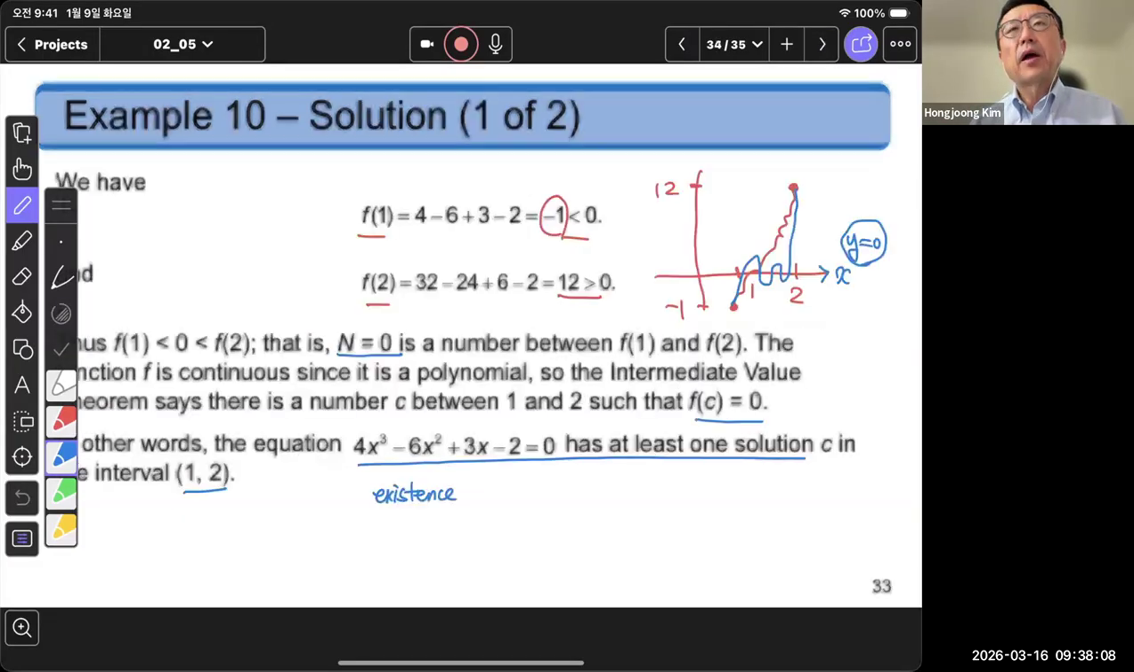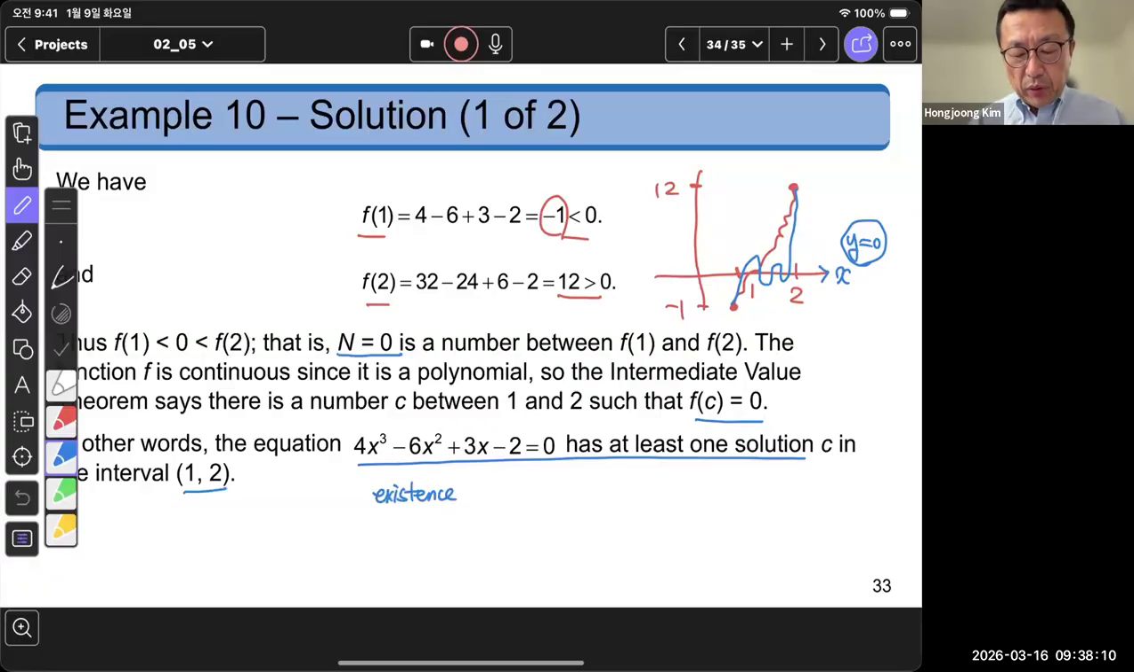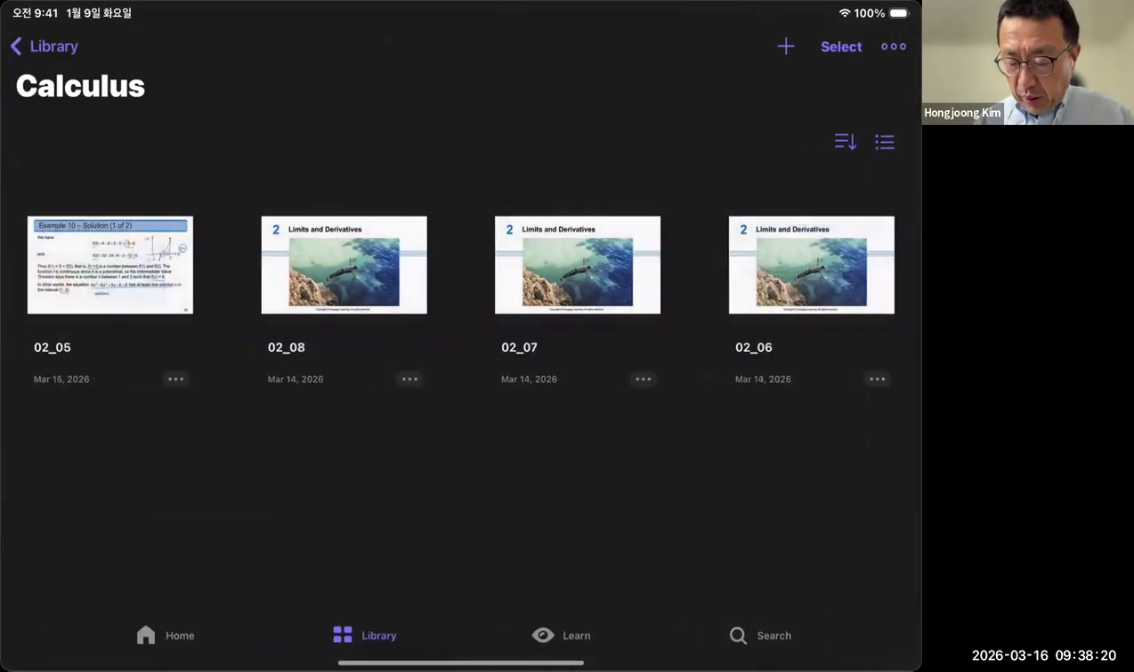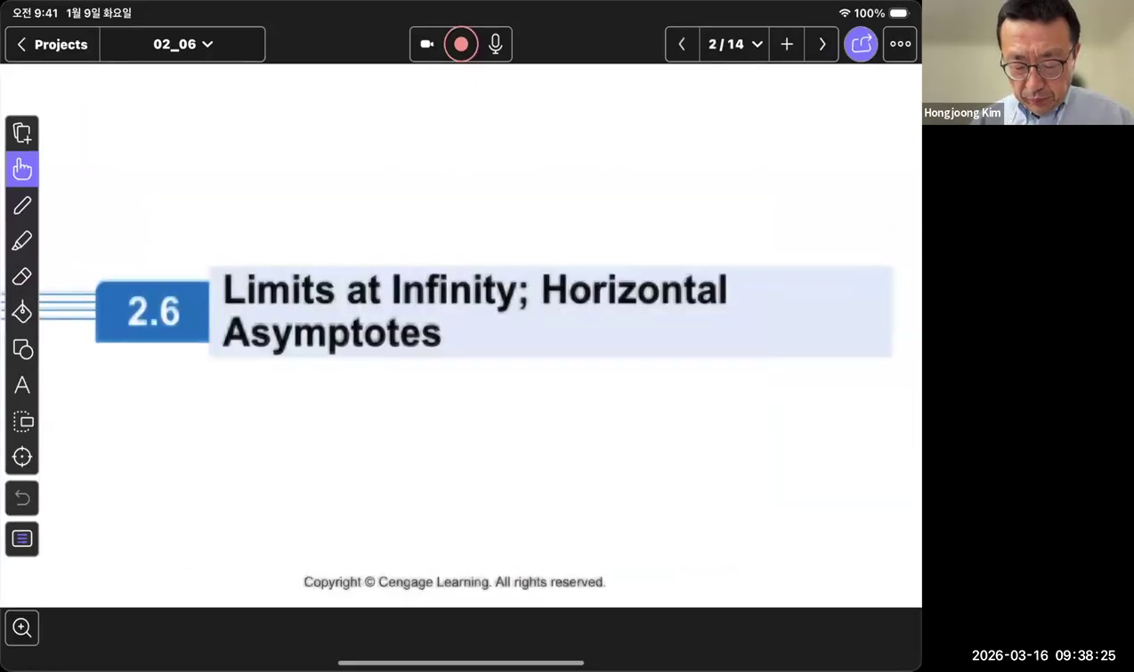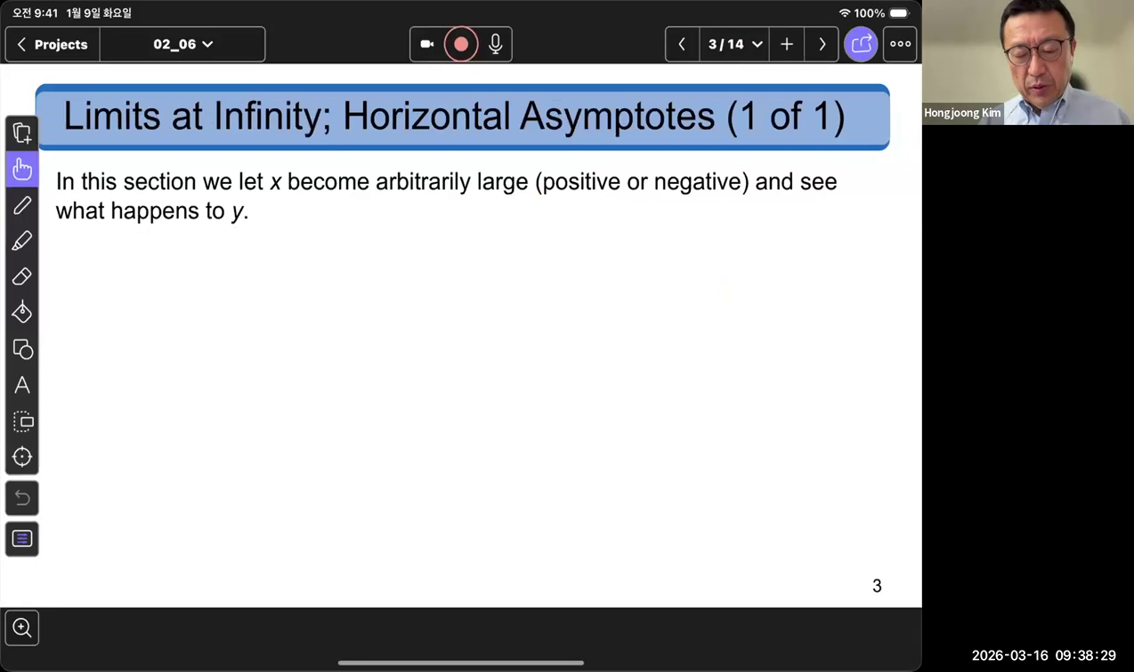So that's what we considered in section 5 of chapter 2. And then let's go to the next section: limits at infinity. In this section, we will let x become arbitrarily large, positive or negative, and see what happens to y.